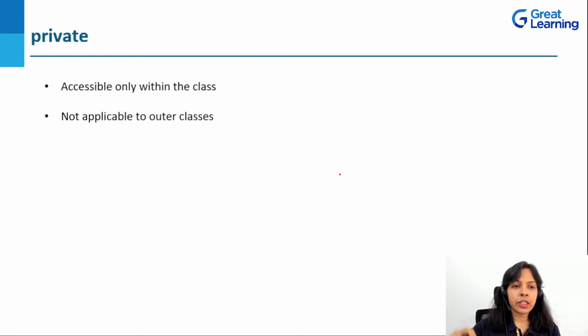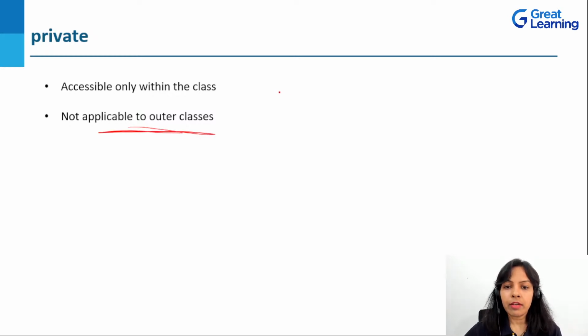Okay, so what is private access modifier now? Private access modifier means that if you use a private class or a private method or a private variable, it will not be accessible outside the class. As I said, private is not applicable to the outer class. Just keep this in mind.